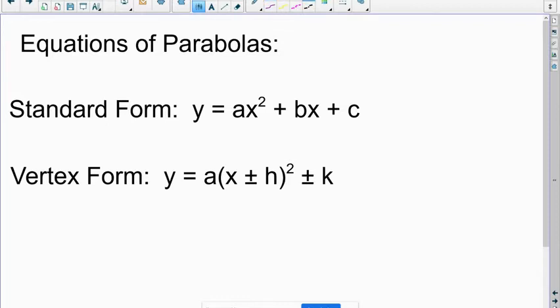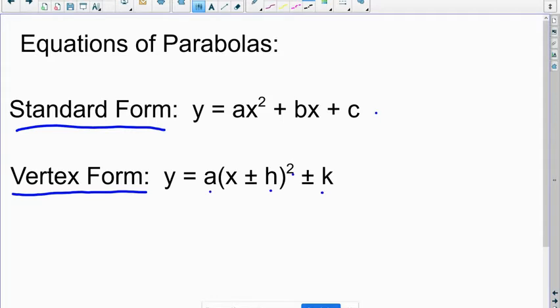So far, we've been looking at standard form. And we talked about standard form, we talked about polynomials, and so this is our quadratic equation in standard form, ax squared plus bx plus c. There's another way to write an equation that will also produce parabolas. It's called vertex form. And it looks like y equals a times (x plus h) squared plus or minus k. And we're going to talk about what each of these pieces, a, h, and k, tell us about our parabola.